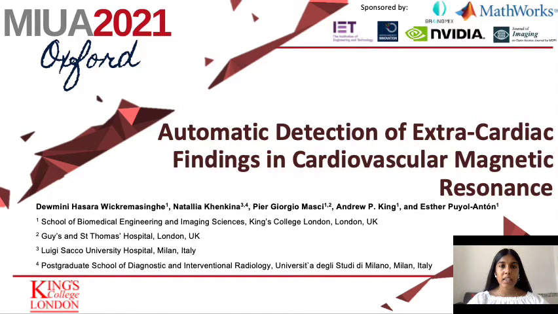I am Wickremasinghe and I will be presenting the study Automatic Detection of Extracardiac Findings in Cardiovascular Magnetic Resonance.